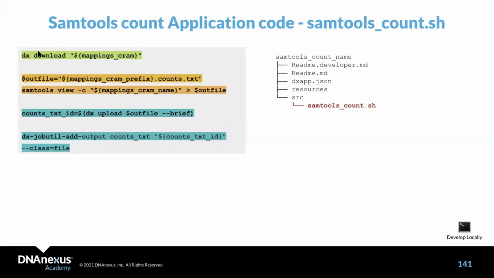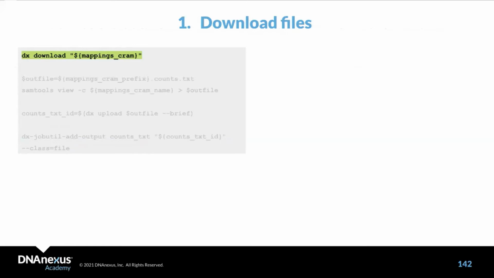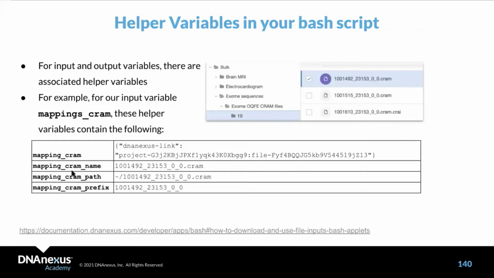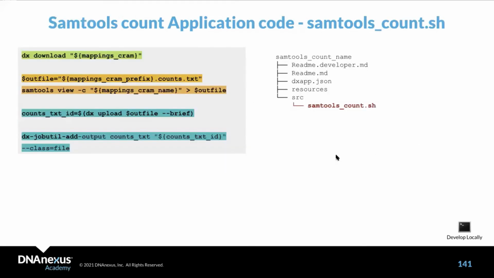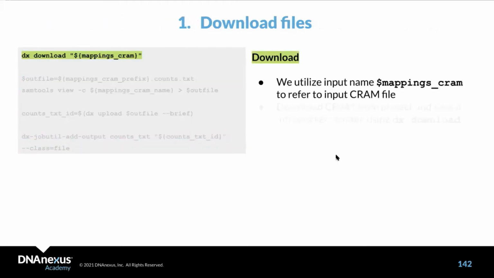So here you can see the different parts. There are 3 main parts that we have, and don't worry, there is a lot of it. We will go line by line. So first is download files, and we do it using dx download and specifying our file. So just remember, mappings_cram is a file in the project, so we're specifying exactly in what project our file is located.